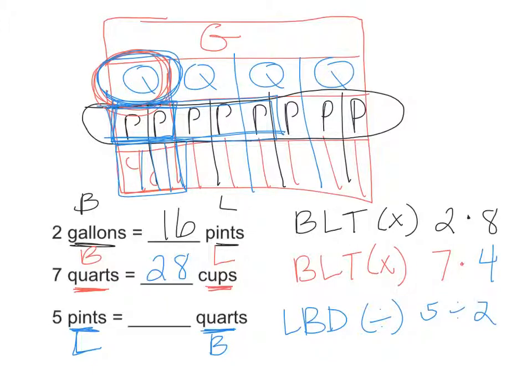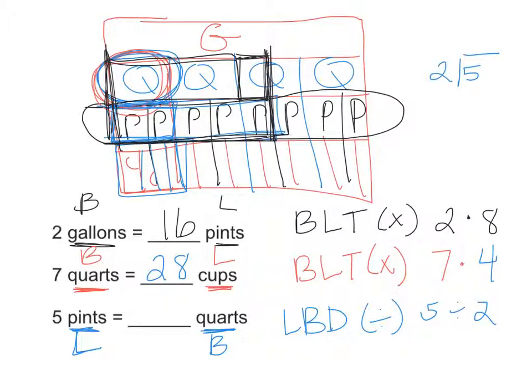Or I could scroll up with my fingers on my chart and find that if I had all 5 of these pints, that would make 2 whole quarts. And then notice it cuts this quart in half. So I can solve this with an algorithm, and I'm going to solve it up here where I have room. This is 5 divided by 2. Well, I know that 2 can go into 5 twice, and 2 times 2 is 4. 5 minus 4 is going to leave 1 pint left over.